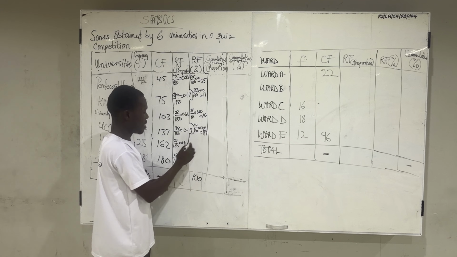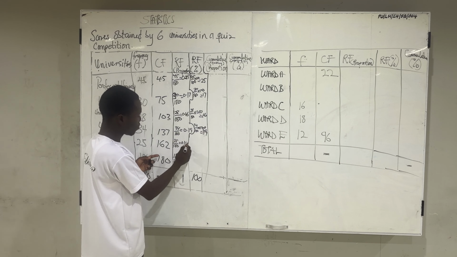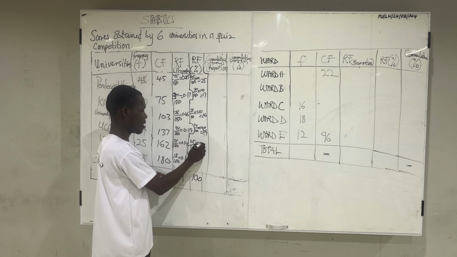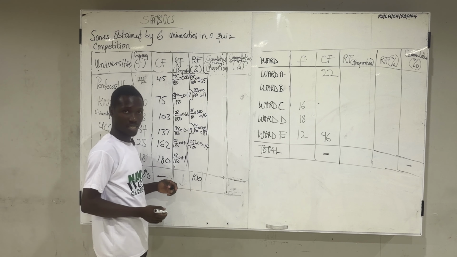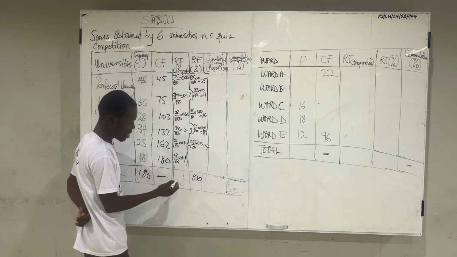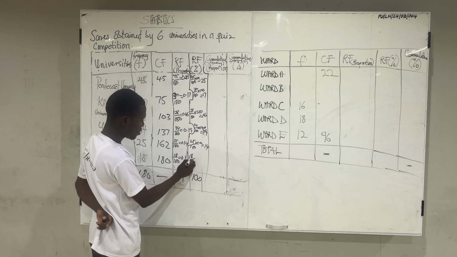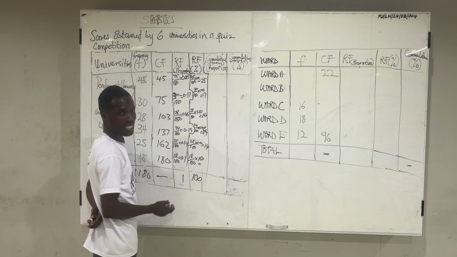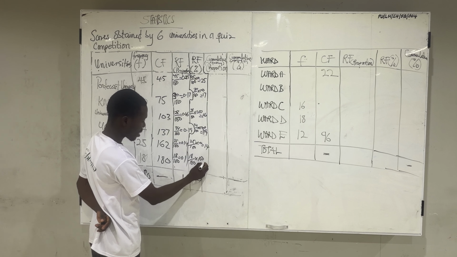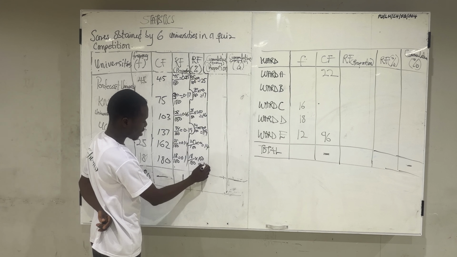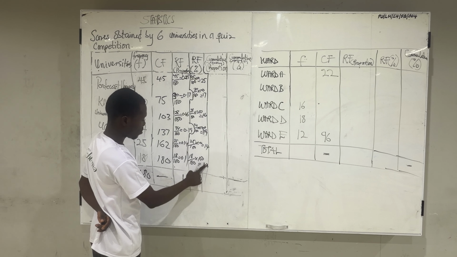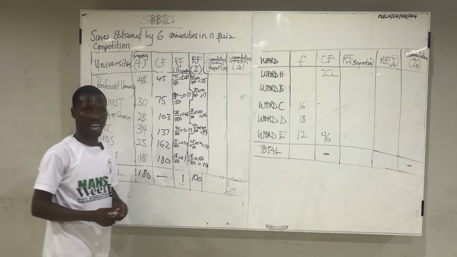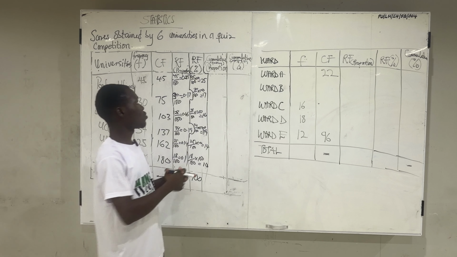Okay. Then we come to this one. So it's going to be 25 over 180 times 100. And the answer will be 14. Okay. And over here is going to be 18 over 180 times 100. And the answer is going to give us 10. Okay. So when you add all these things together, you get 100.